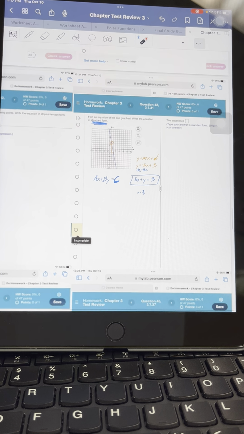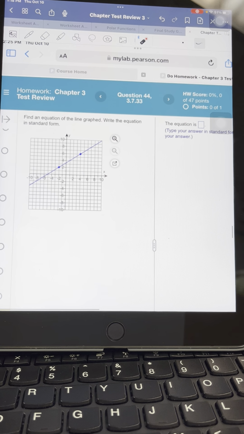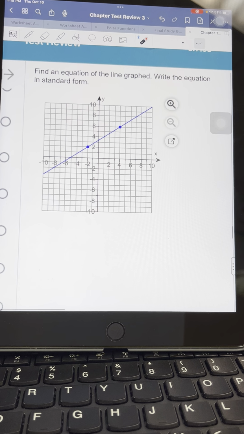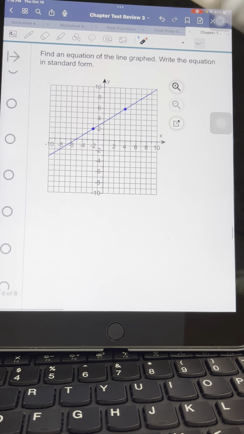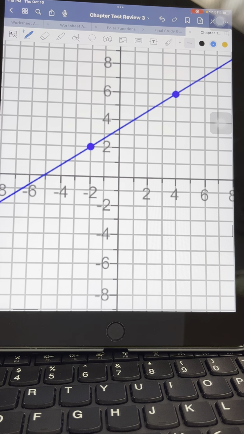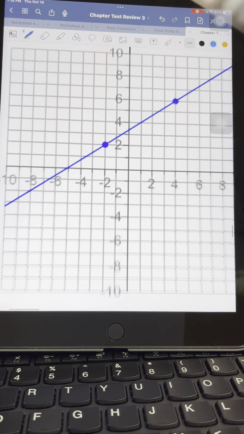Let's move on. What is this? Okay. Find an equation of the line graph. Write the equation in standard form. So once again, in order to write it in standard form, which is ax plus by equals c, let's turn that in. We can't find it there because look at this y-intercept. That's very sketchy. This x-intercept looks good, but not the y. So let's just make our life easier. I think it's easier to just turn it into the slope-intercept form.